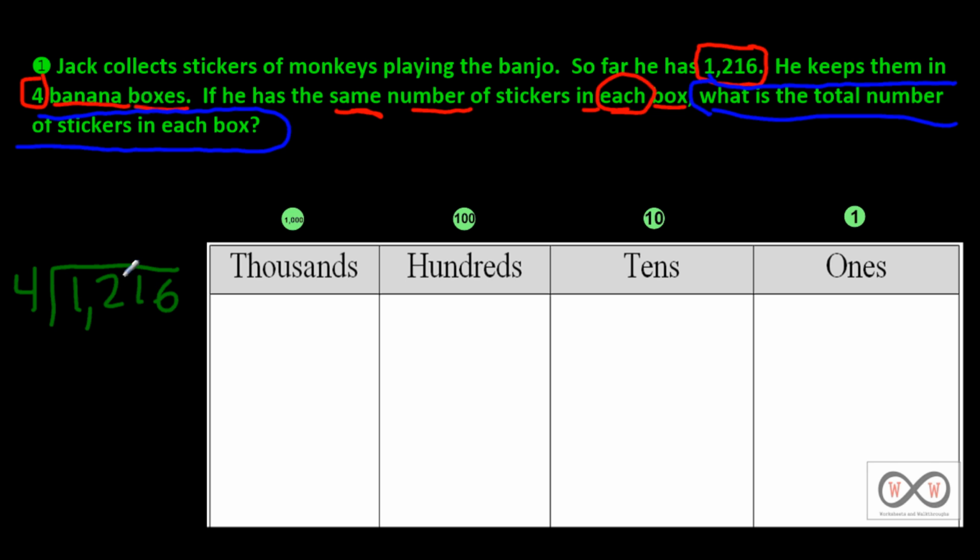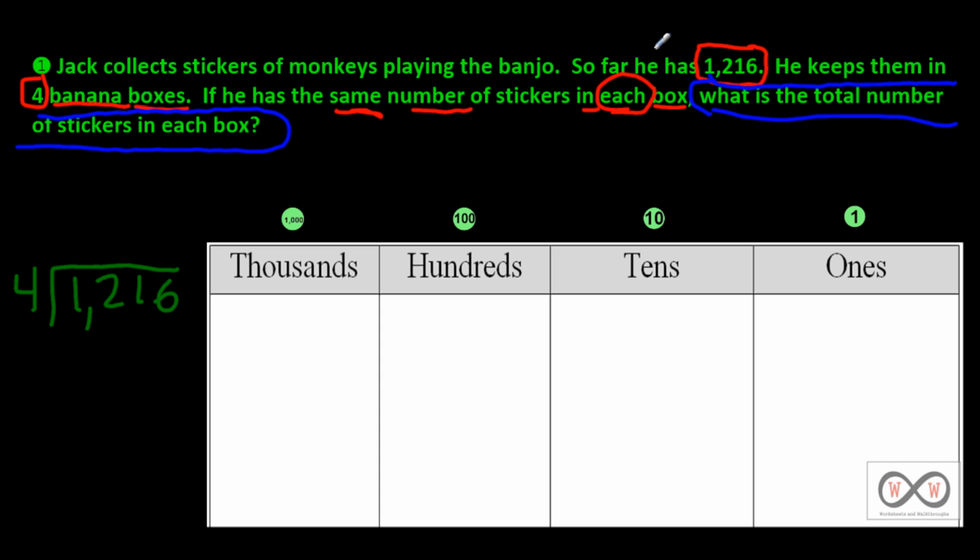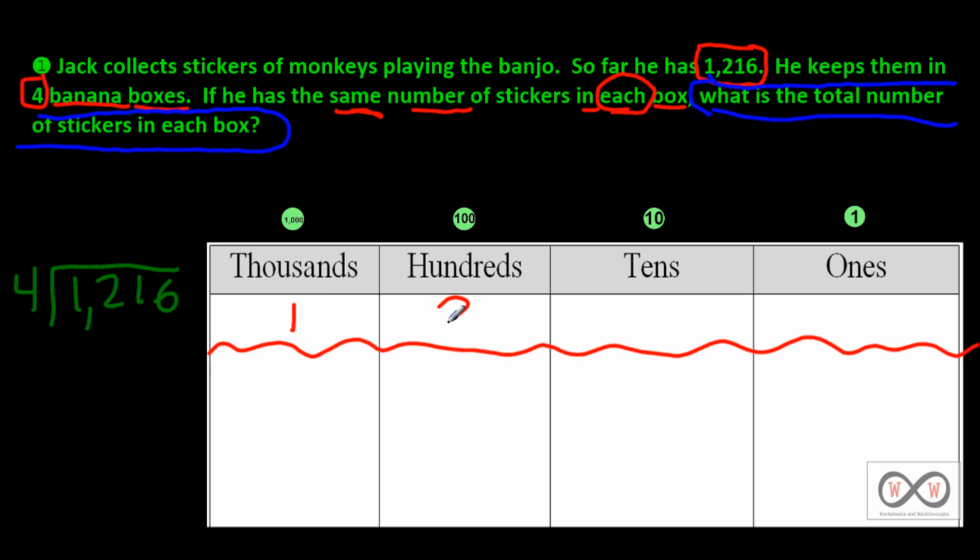We know we're taking that larger total, dividing it by 4. We'll probably get somewhere around 300. Let's see what happens. Now, if we're using a place value chart, we're going to take that original number and represent it here on the place value chart. We'll put the digits right in here. We have 1,216, which has 1,000, 200s, 1 10, and 6 ones.